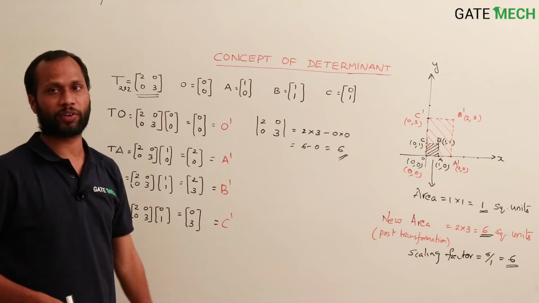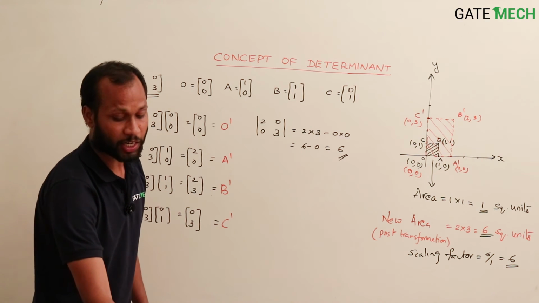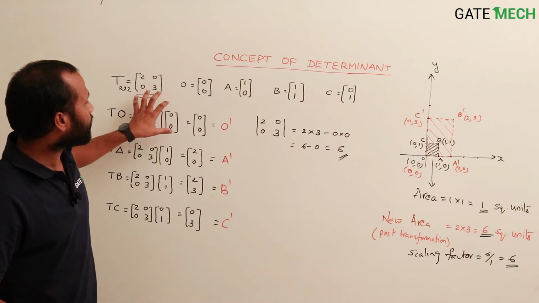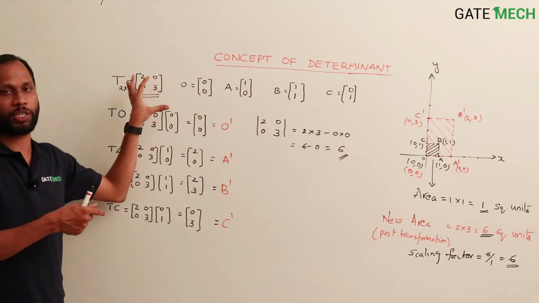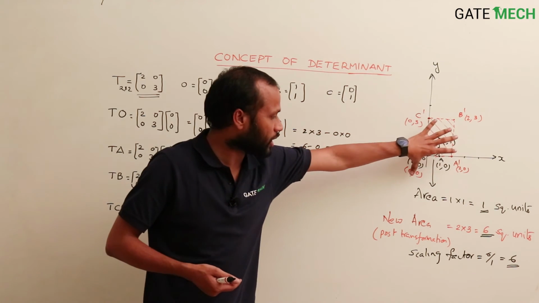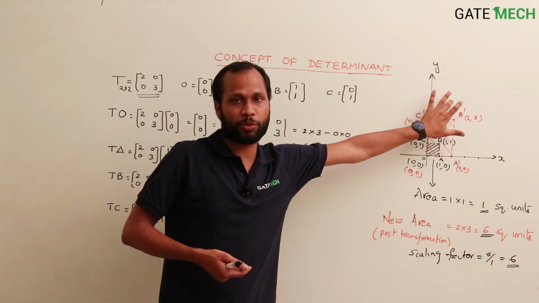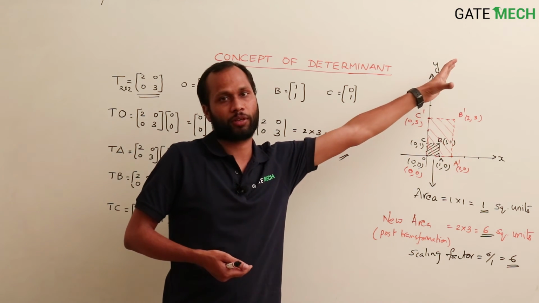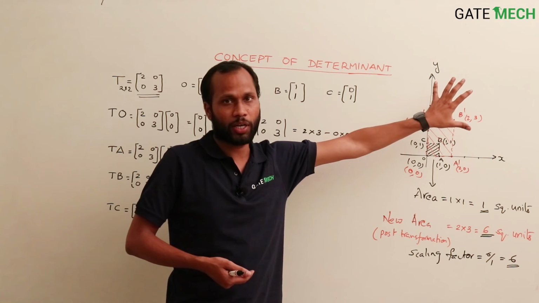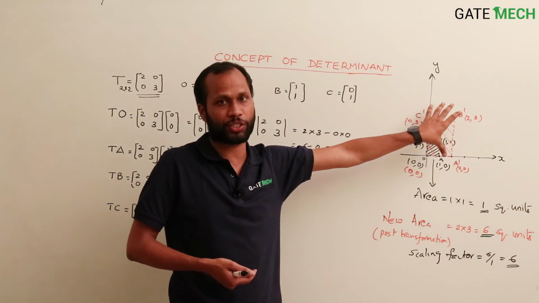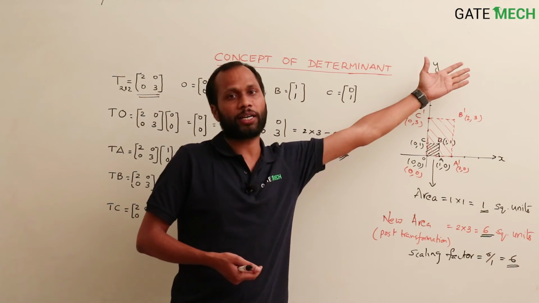This is the significance of the determinant of a matrix. What is the significance? It tells you that if you perform any transformation using that matrix, by what amount the corresponding area, if it is a 2D space, would get scaled up. This is what the determinant gives you, the scale by which the area will get scaled.